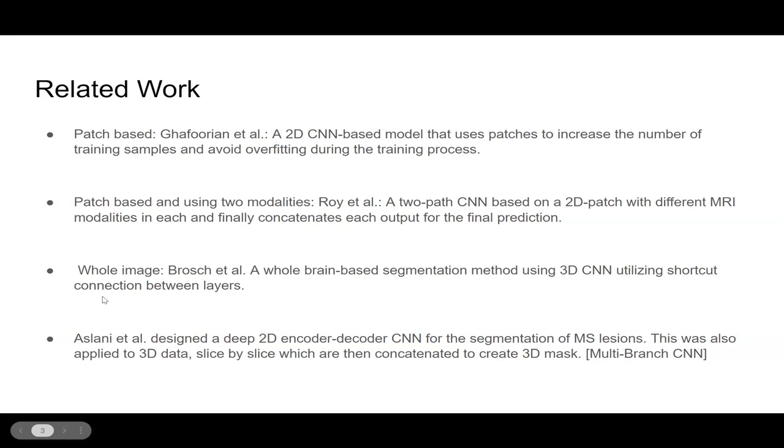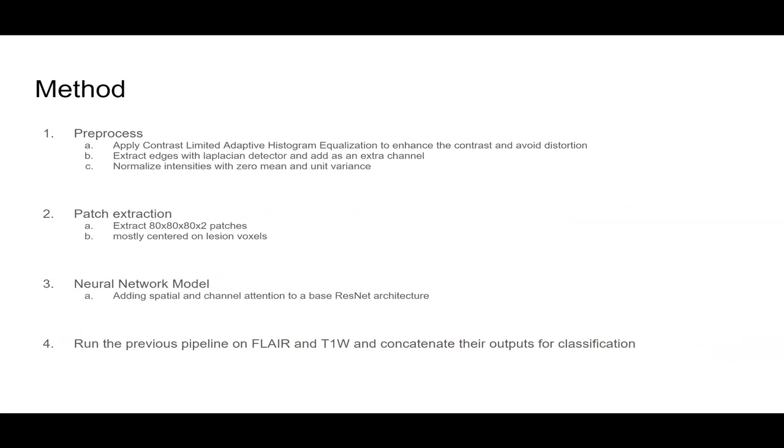There are also some works that use a whole image, and they use 3D CNN utilizing shortcut connections between layers. And finally, the Aslani et al. group designed a deep 2D encoder-decoder CNN for the segmentation of MS lesions. This was also applied to 3D data slice by slice, which are then concatenated to create a 3D mask. I call it multi-branch CNN. We will use this work on the final page of my slide.